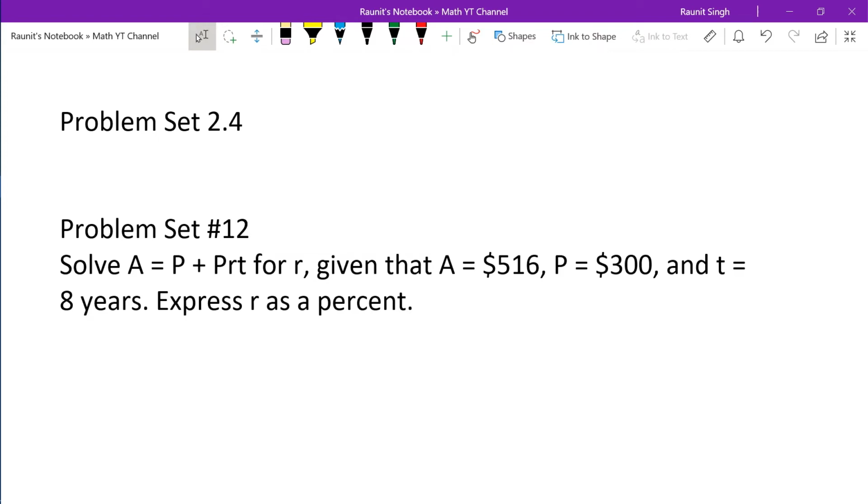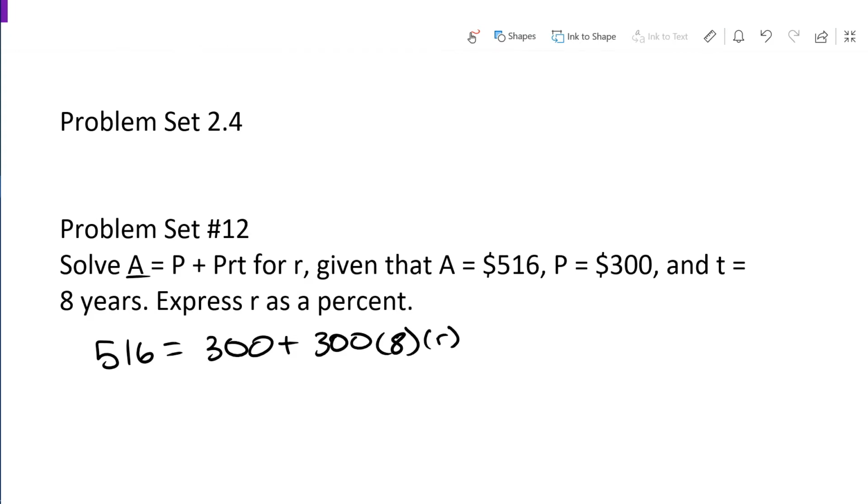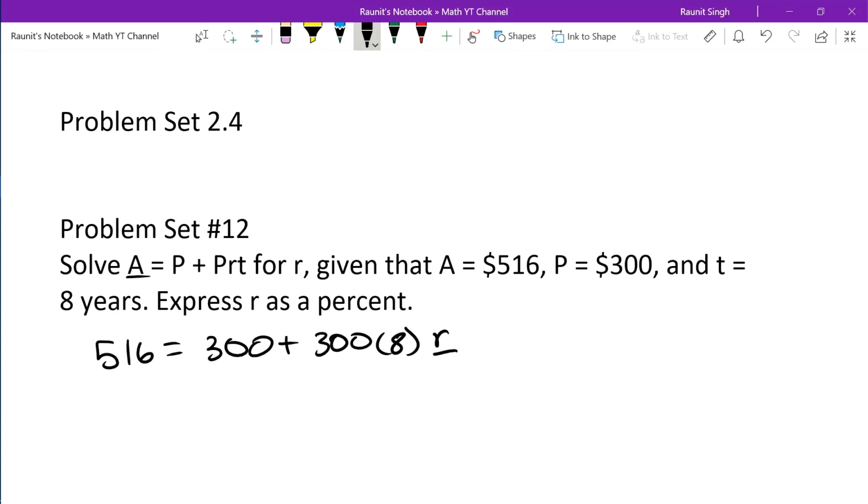Alright, so first of all, we're going to plug in everything that we know. So we know that A is equal to $516, so we're going to put 516 for A. P is equal to $300, so we're going to put in 300 for P. And then we do not know R, but we do know that T is equal to 8 years. I forgot the over 100, so it's R over 100.